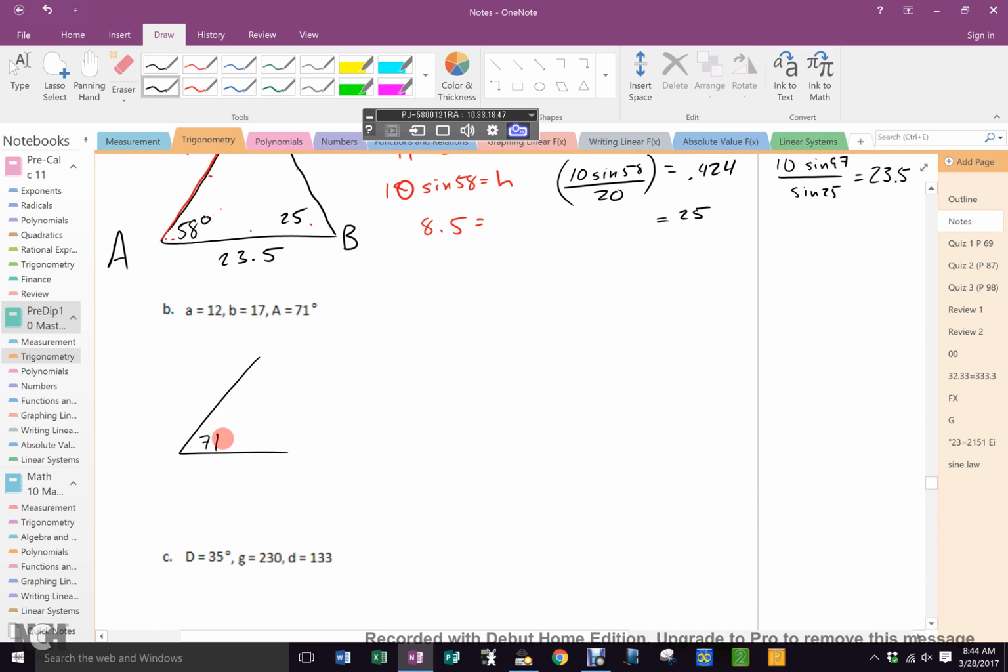So I can't do anything with 12 yet, so what does that leave me? Just the 17. Where's the smart spot to put that 17? On the diagonal, right? Because I put it down here, I can't get my altitude, can I? So now, can I get my altitude? Sure I can. There's my h. What do I call that? How do I find that? 17 sine 71 will get me h. So what's my h?